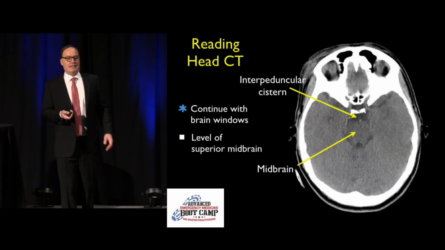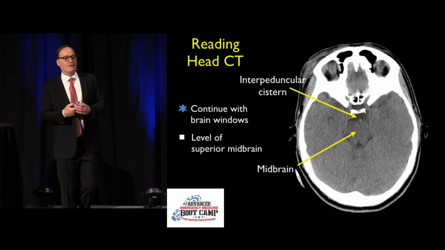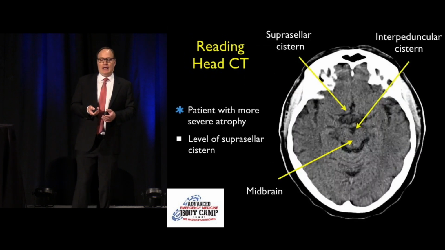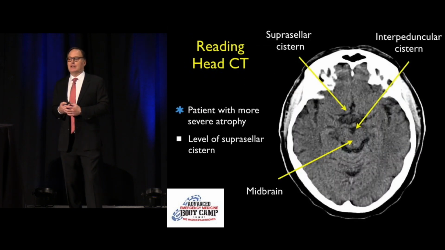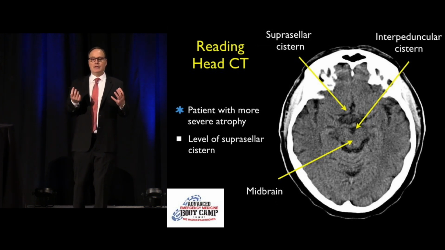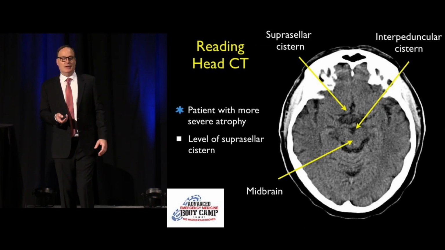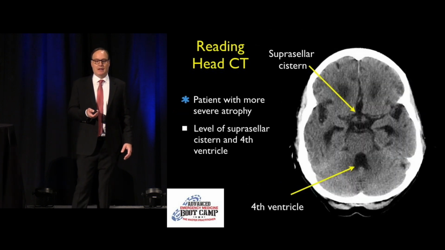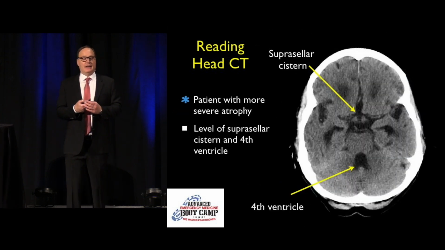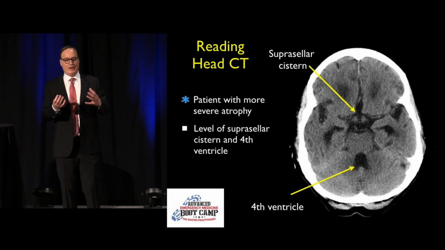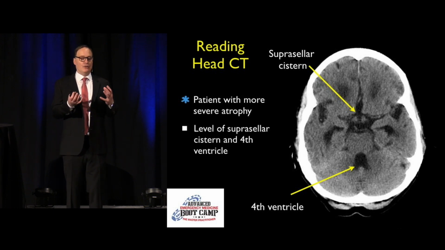Further down, we can see the interpeduncular cistern right in front of the midbrain. As we go further down, we can see with a little bit more atrophy that the suprasellar cistern and the interpeduncular cistern become much more prominent. And we can see the midbrain right there, right below the lateral ventricle. In this case, we see that the suprasellar cistern is very, very prominent, as is the fourth ventricle.